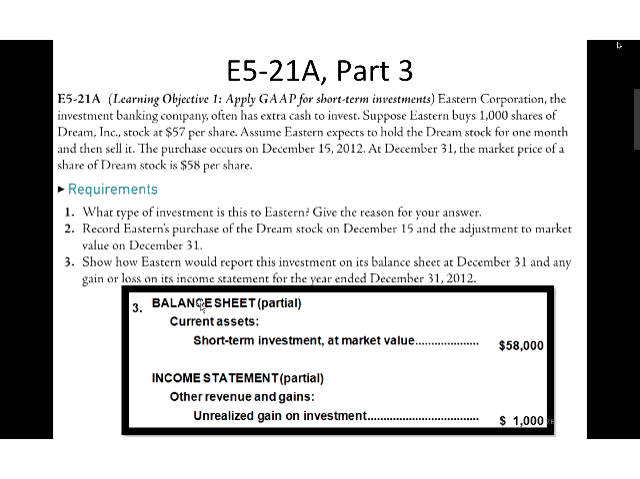What we have in this requirement 3, we're showing how we would report this investment on the balance sheet. So the balance sheet is arranged by liquidity. The very first item on the balance sheet is cash, and then shortly after there usually is short-term investment at market value. And it is noticed that that is shown at its market value. So you see the $58 a share times 1,000 shares. That's what we have on the balance sheet.